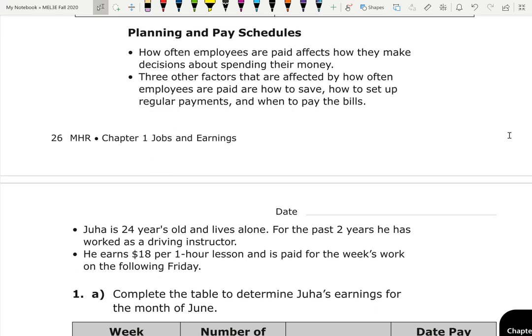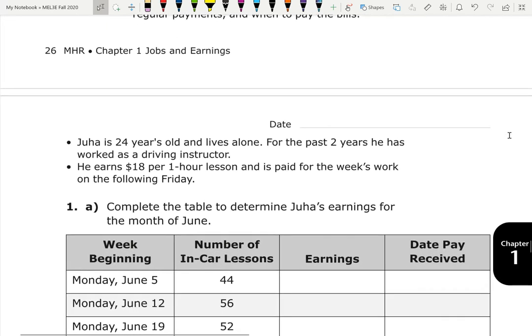Three other factors that are affected by how often employees are paid are how to save, how to set up regular payments, and when to pay the bills.